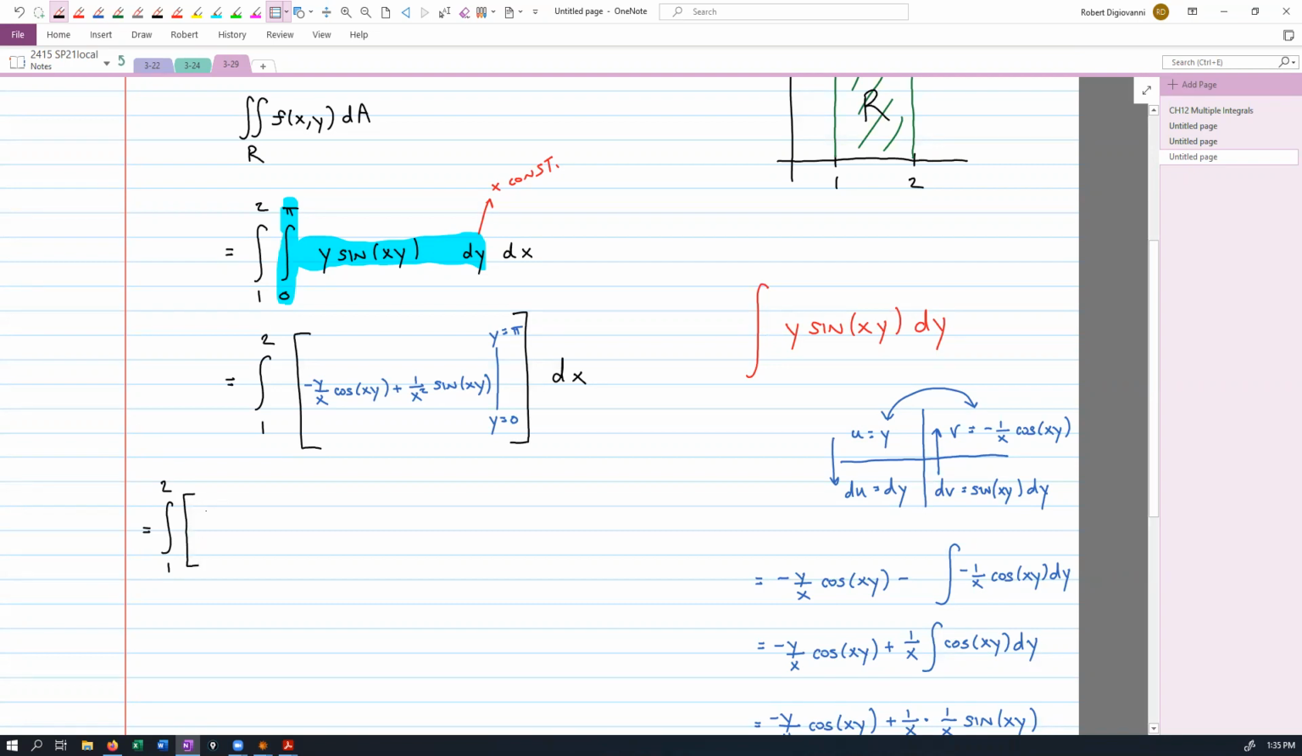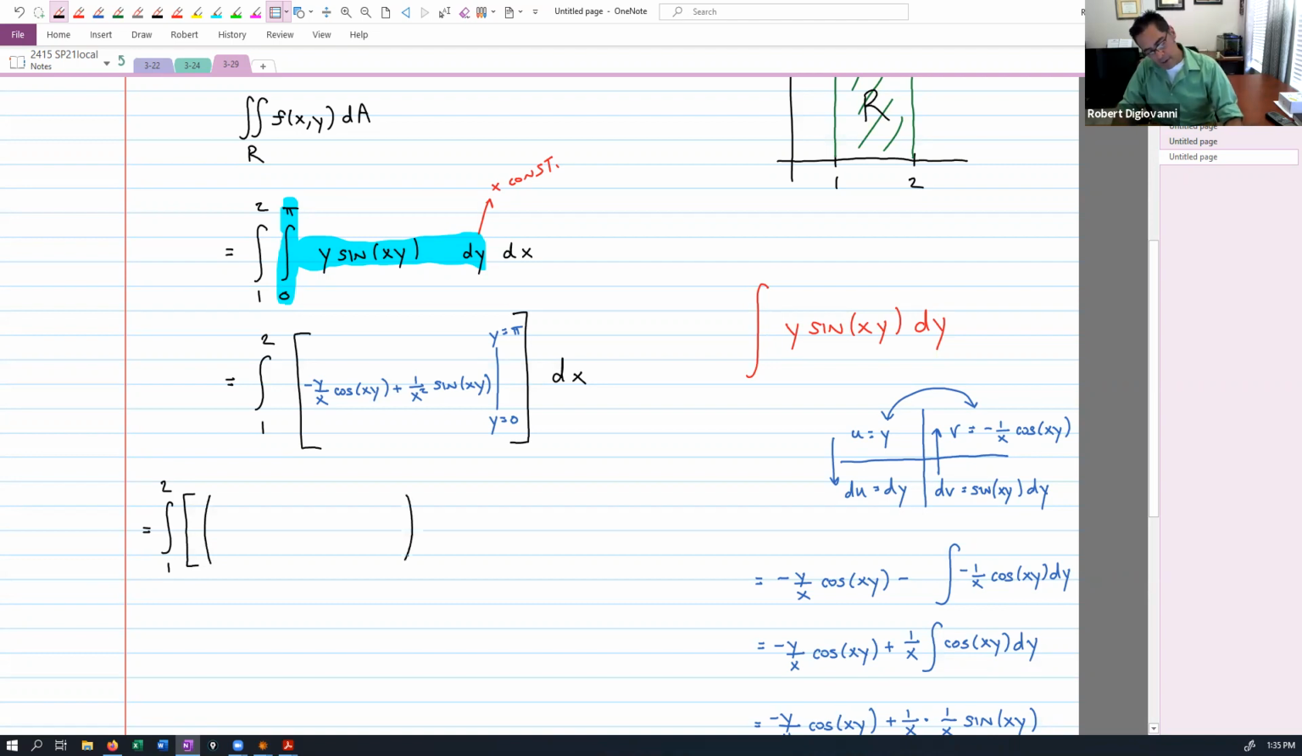Oh, definitely. Okay, so here's what we're going to do first. We plug in pi, we see what we get. We plug in 0, we see what we get. And then whatever that is, we'll go dx. So if pi goes in for y, just remember it has to go in for y. We're going to get negative pi over x cosine of pi x, plus 1 over x squared, and then sine of pi x.